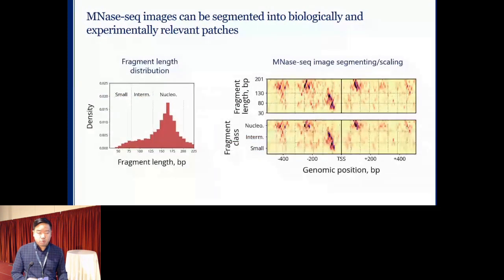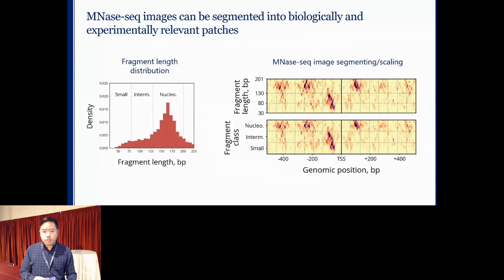So because we're partitioning up the input chromatin, we can be thoughtful about how we decide to patch our input. In MNase-seq, we'll typically take the fragment length distribution to determine if there's consistency across samples. So we will want this fragment length distribution on the left to be consistent. But we can also use it to decide how we segment our patches. So in this case, we'll just have small, intermediate, and nucleosome size fragments.